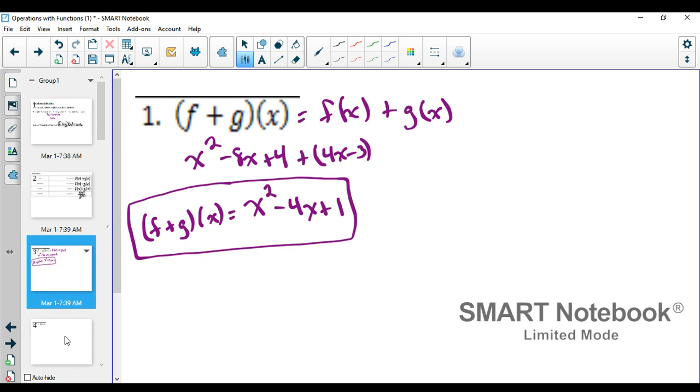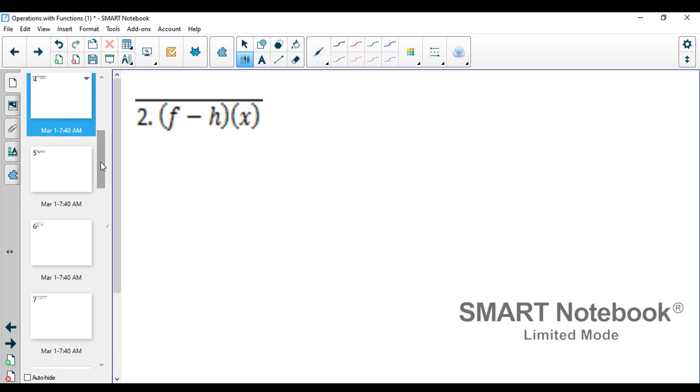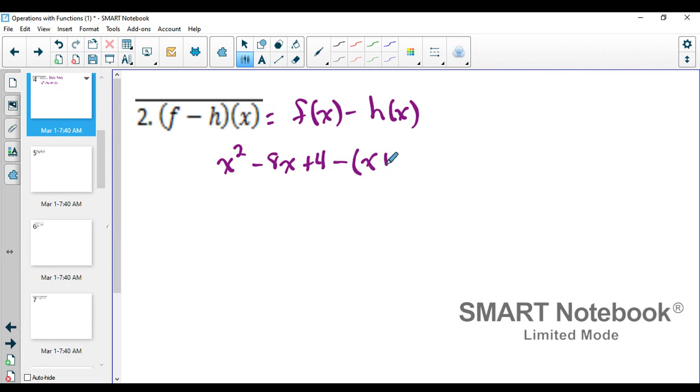All right, so for number 2, we have f minus h of x, which is the same as f of x minus h of x. So f of x we just used is x squared minus 8x plus 4, and then we are subtracting x plus 2 from that. Now, to make this easier, we're actually going to make this minus sign a negative 1 and distribute it into here. So we have x squared minus 8x plus 4, and then negative 1 times x is minus x, and then negative 1 times 2 is negative 2.